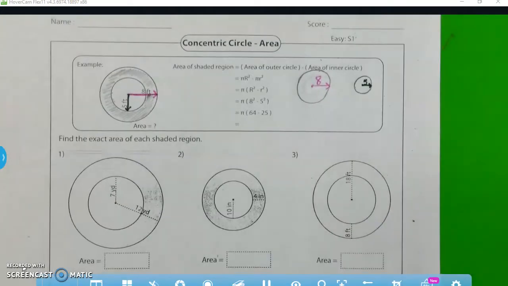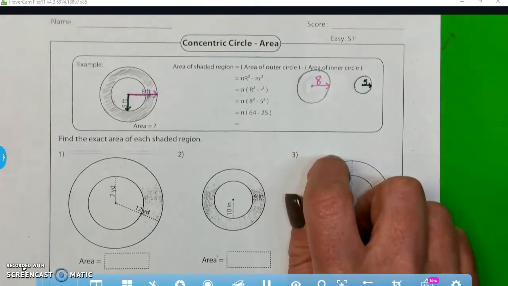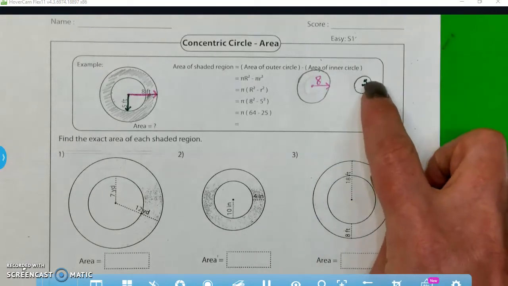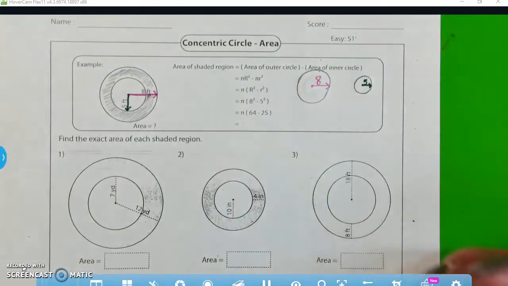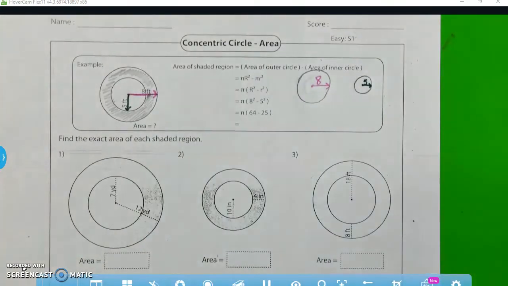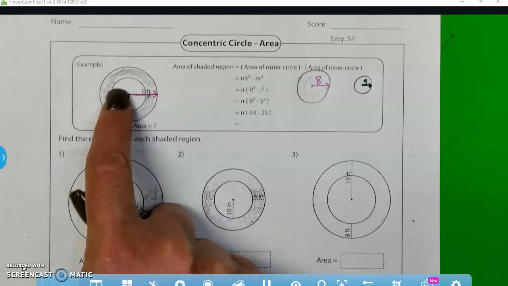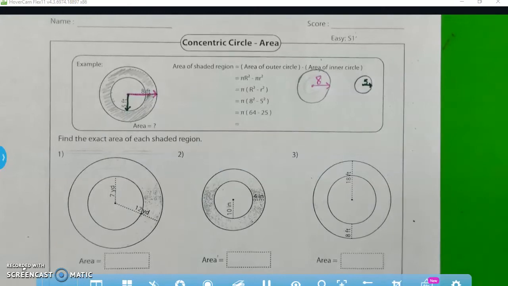So what has happened, guys? When the large circle was created, it had certain square units. But then the small circle was taken out, just like you took a cookie cutter and took that cookie dough out, or the donut dough out, to make a donut hole. You have reduced the area of the larger circle. So the way this concept works, we start with the area of the larger circle, and then we subtract the area of the smaller circle.